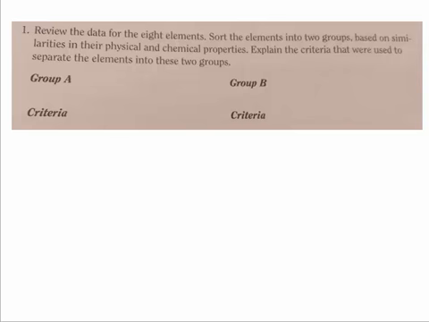So number 1, it says review the data for the 8 elements, the ones that you tested in the class. Sort the elements into 2 groups based on similarities in their physical and chemical properties. Explain the criteria that were used to separate the elements into these 2 groups. So the key word is criteria. The idea that these are the ways that you are going to determine if it fits into one group, A, or the other group, B.